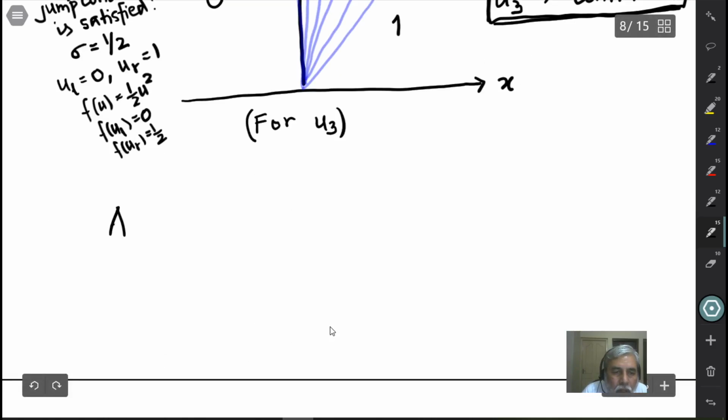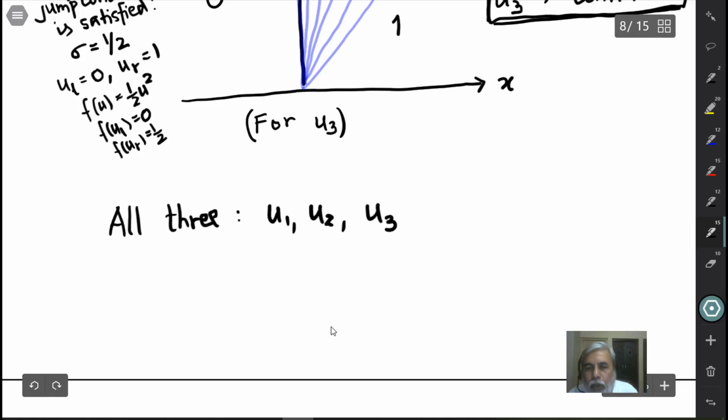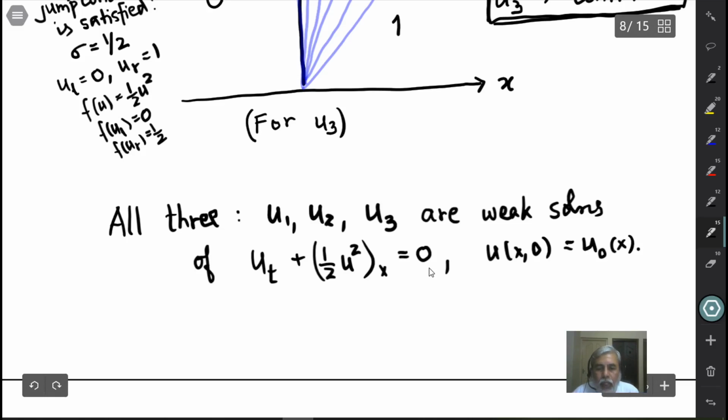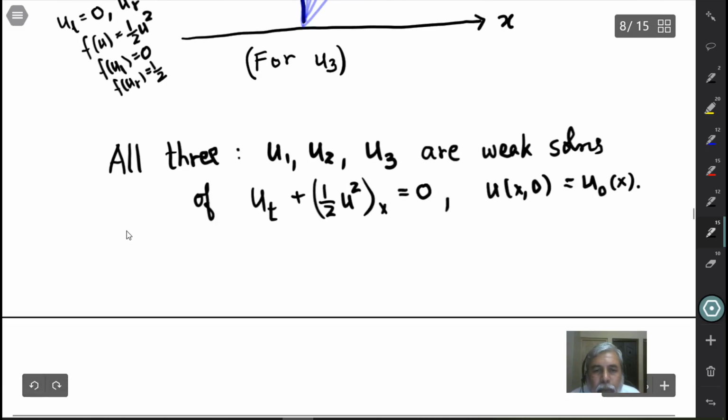So all three, namely u1, u2, in fact you can even produce many more, are weak solutions of this. Let me write that. This u_x0, u_0x. Okay, so certainly the uniqueness is lost. Uniqueness is lost.